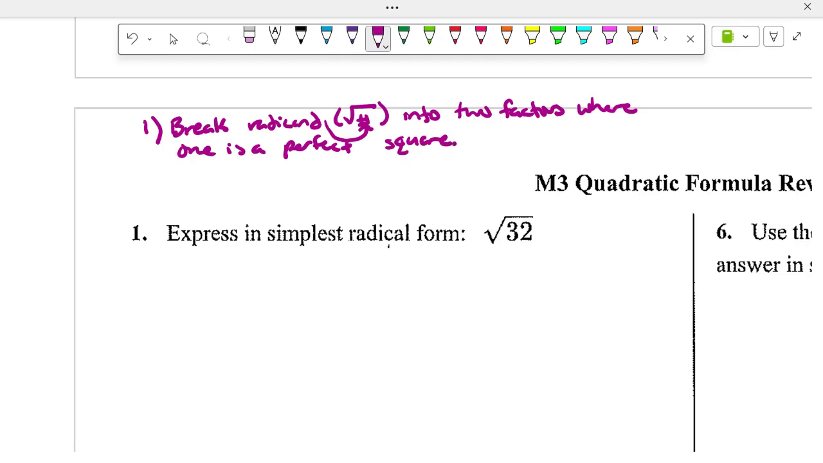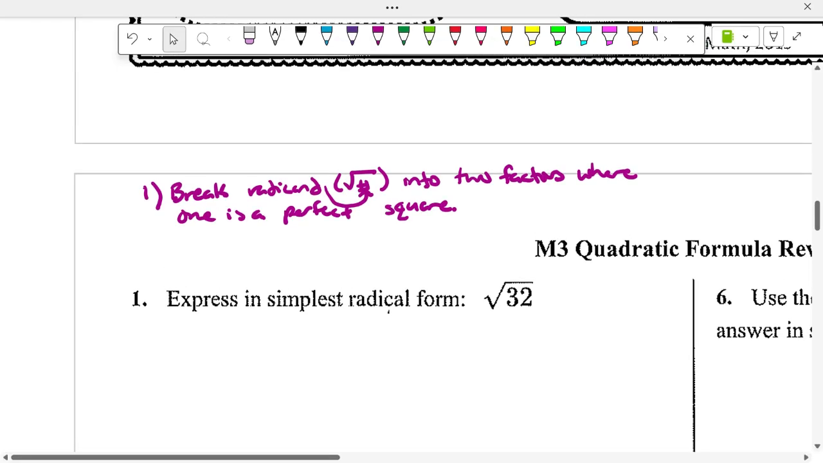So does anyone know what perfect square numbers are? What does it mean to be a perfect square?